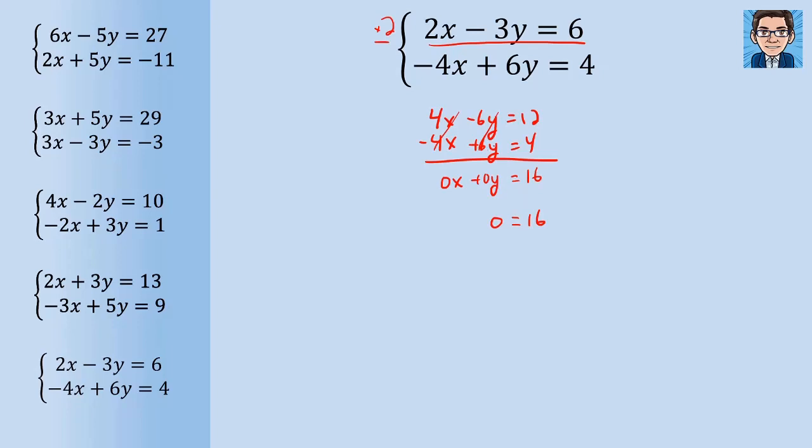So in a case like this, when both variables get eliminated, if this is not a true statement, 0 does not equal 16, then we say that there is no solution. There are no x and y values that we can pick that would make both of these equations true at the same time. If we had happened to get something that was a true statement here, like if we got 0 equals 0, then we say there's an infinite number of solutions.